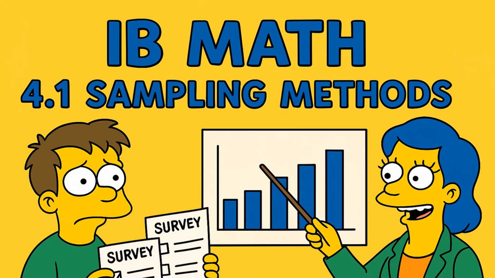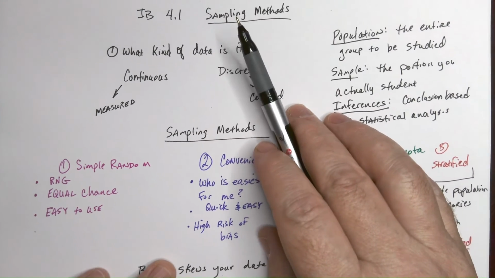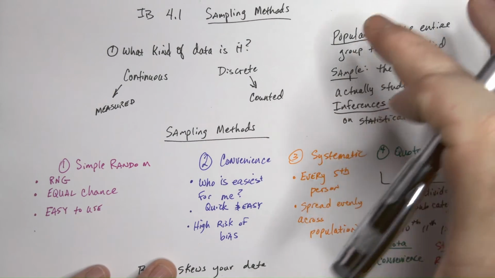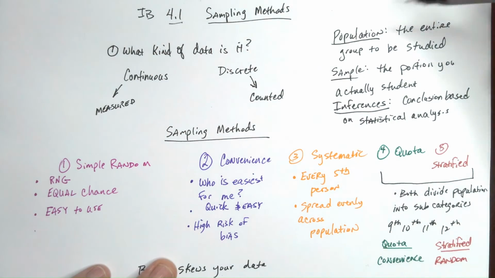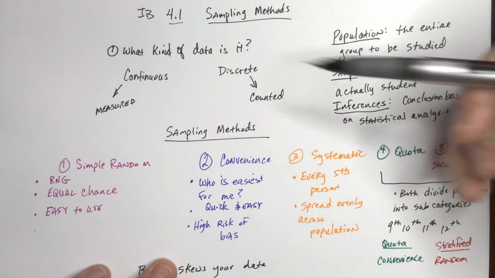All right, let's dig into IB Math 4.1 sampling methods. This is kicking off the statistics unit. This is not a super difficult part. 4.1 is not, but there's lots of details. So let's talk about all that detail so it's clear.